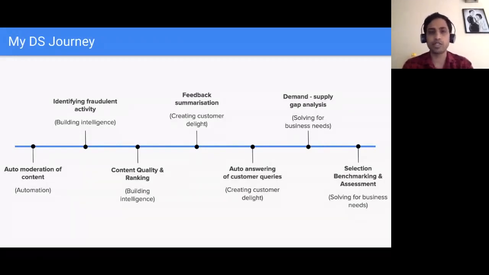It is not scalable enough, so we started building data science products around it. So the whole piece was around how do we automate some of the existing manual business processes that we have using data science, right? But data science, if you think of it, is not restricted to just automation. We can actually build intelligence. We can create customer delight using it.